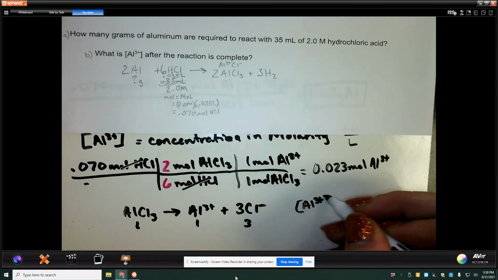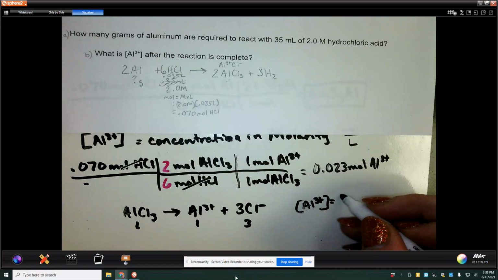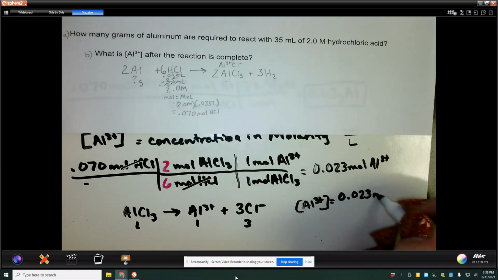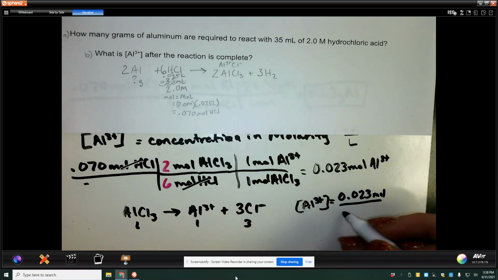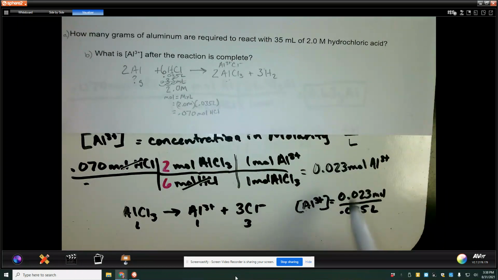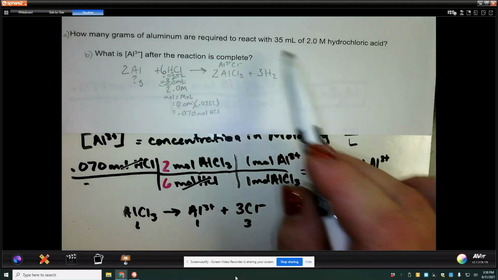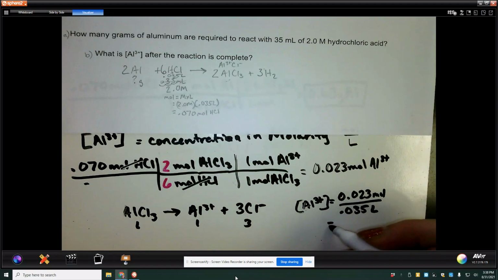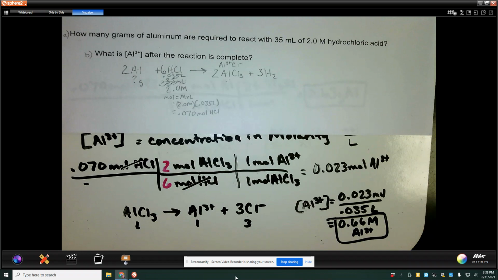So the aluminum ion concentration will be 0.023 moles divided by the 0.035 liters. Again, moles divided by liters, and that came from here. And then we can just divide those two, and we would end up with a concentration of 0.66 molar for our aluminum ion concentration. And that's the answer to part B.